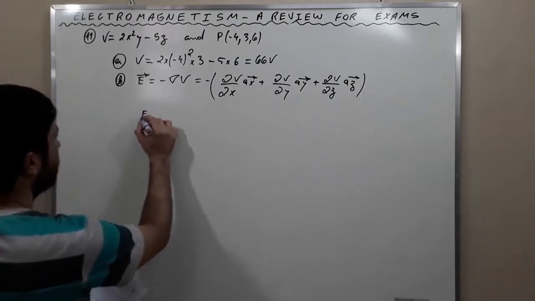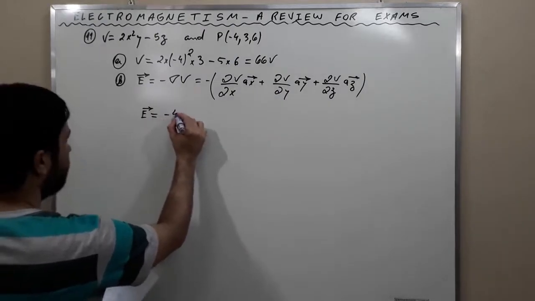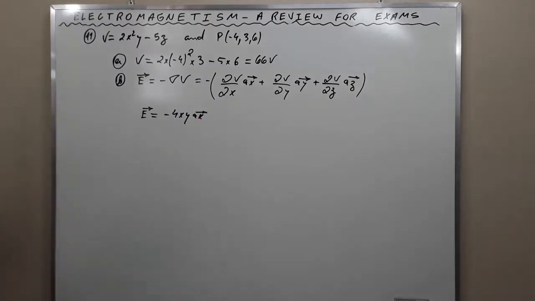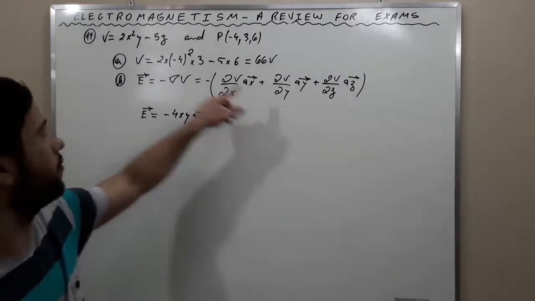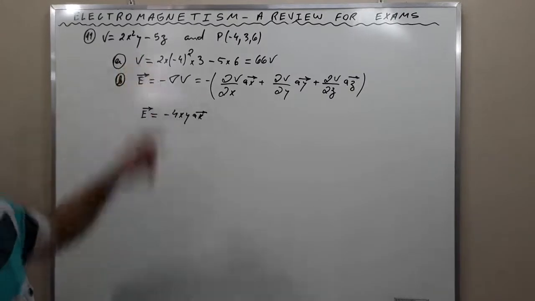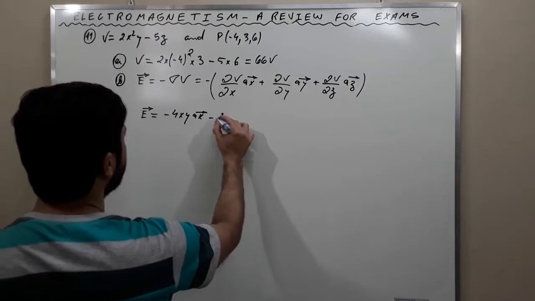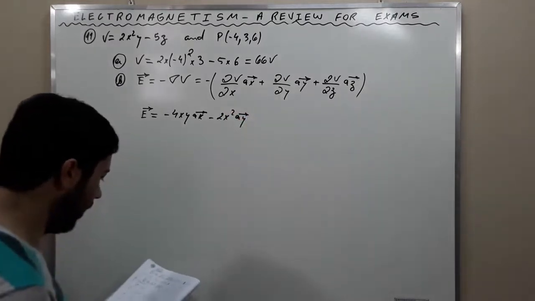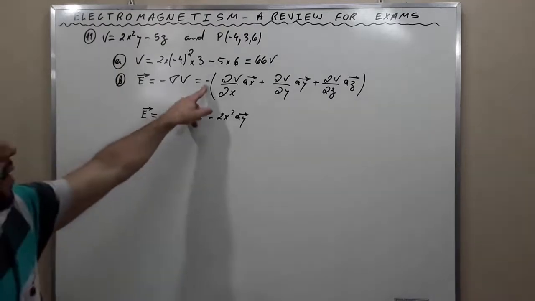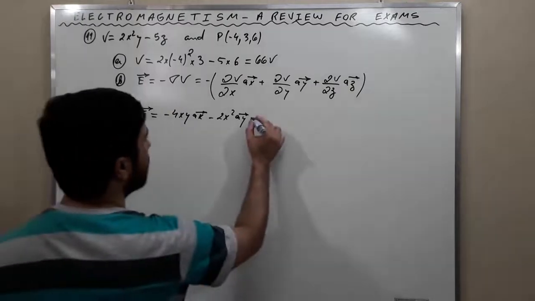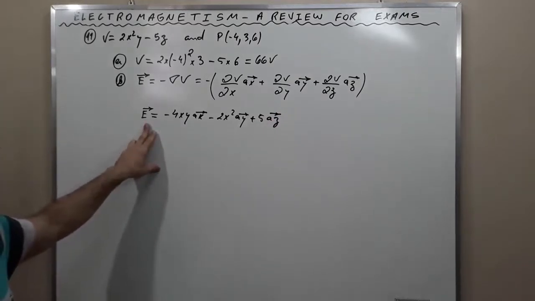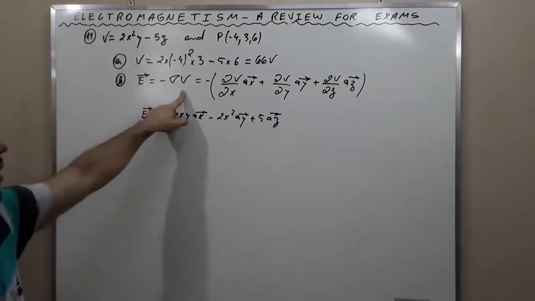Then the electrical field is going to be negative 4xy in the ax direction, and we are going to differentiate with respect to y. The derivative of this with respect to y is 2x squared, okay? We have one y here, it is 2x squared. Negative 2x squared in the ay direction. And the derivative of this with respect to z is only negative 5. We have a negative sign here, then it becomes 5az.